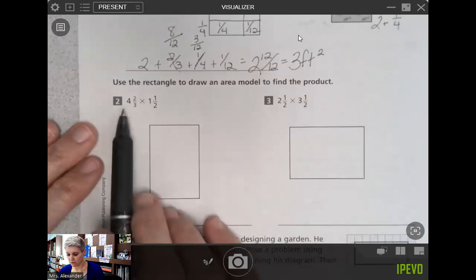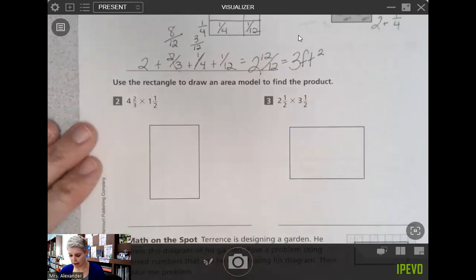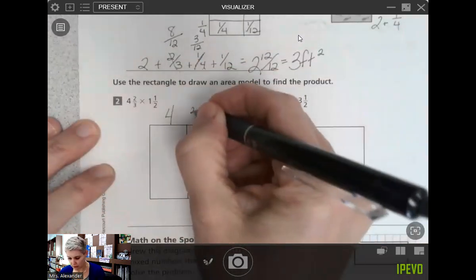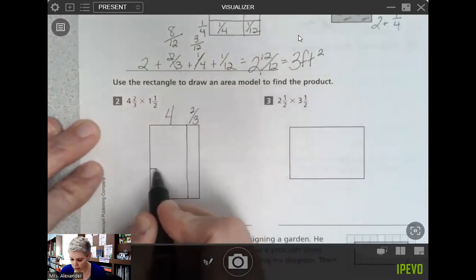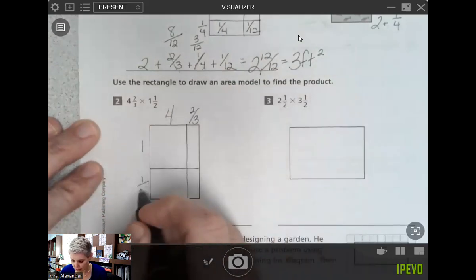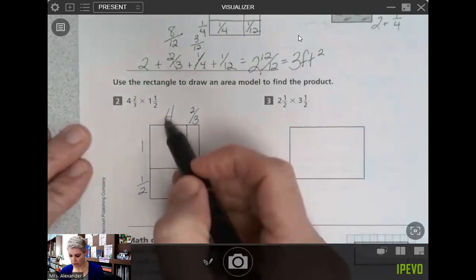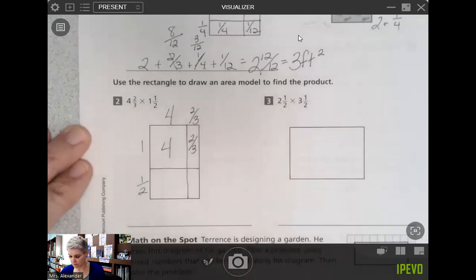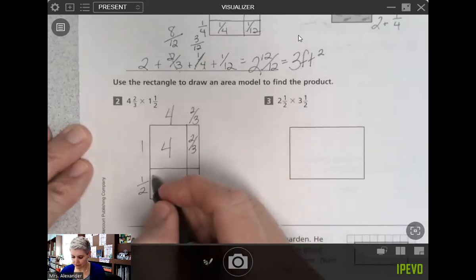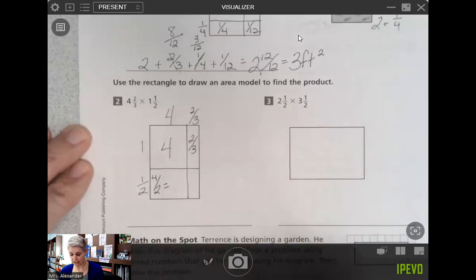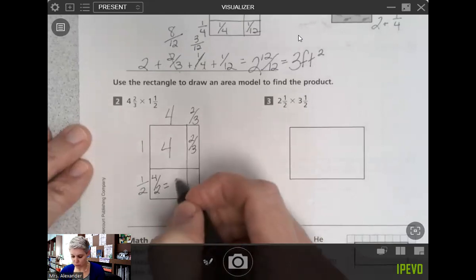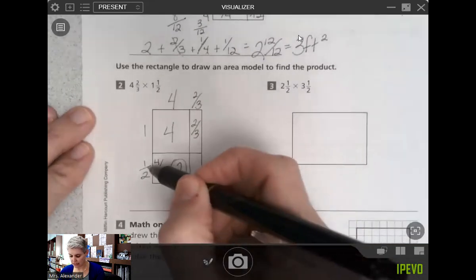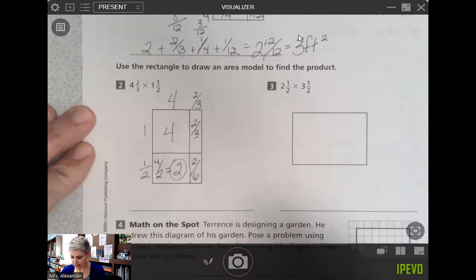Let's do it again. 4 2/3 times 1 1/2. So thinking about that, 4 plus 2/3, 1 plus 1/2. There it is. 1 times 4 is 4. 1 times 2/3 is 2/3. 4 times 1/2 is 4 halves. I'm going to adjust that right away here. 4 halves is really a whole 2, and I'm going to circle it so I remember that's what I want to use. 2/3 times 1/2, 2/6.